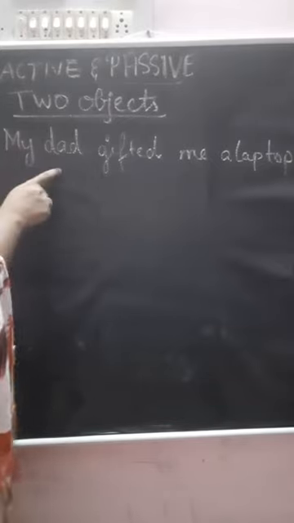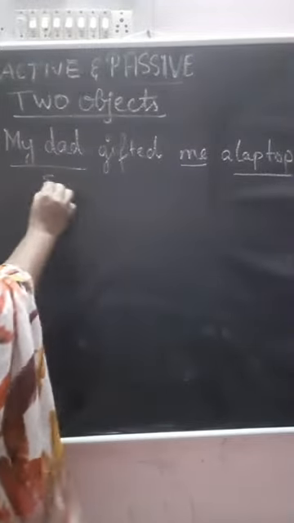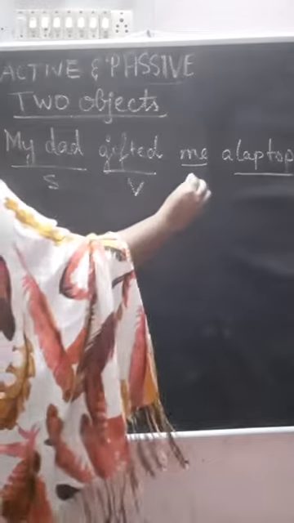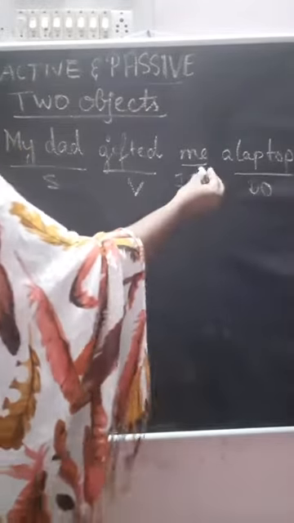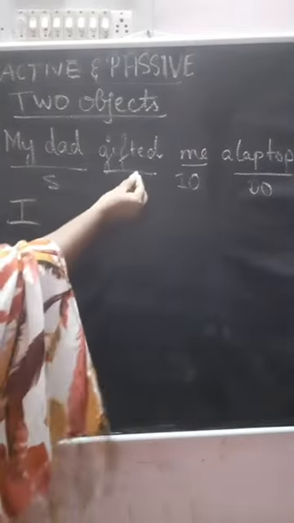Another example with two objects. My dad gifted me a laptop. Here my dad is the subject, gifted the verb. Here this is IO and this is DO. So let us take me first. Can you see the answer? Yes. Me is changed into I.